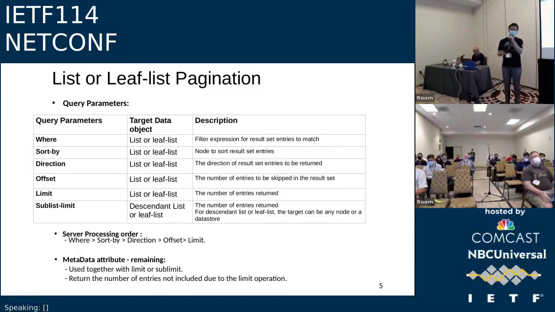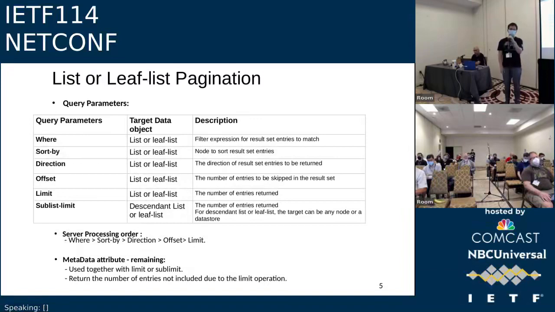Actually, you can use this index node to quickly locate the result set entries. We also have direction: when you do a search or get a result back, you need to know the order. It could be descending order or ascending order. Offset allows you, instead of starting from the first entry, to skip several entries, start from there, and do the further query. And limit will tell you how many entries to return.